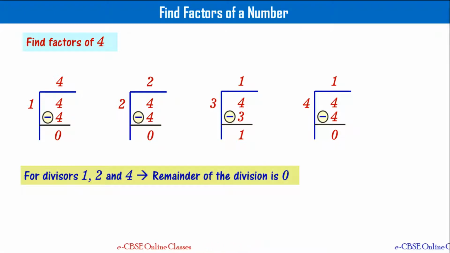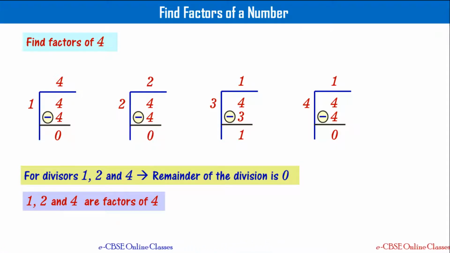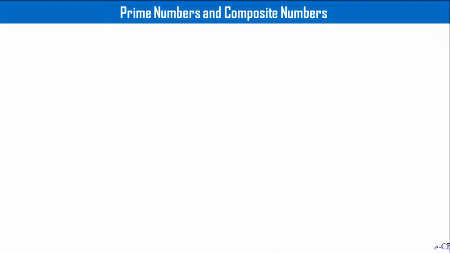So for divisors 1, 2 and 4, you have seen that the remainder of the division is 0, whereas it is not 0 for number 3, right? So now we say that 1, 2 and 4 are factors of number 4. Please take a note of that. In a similar fashion, one can find factors of various numbers.